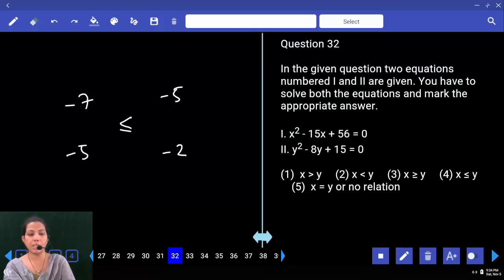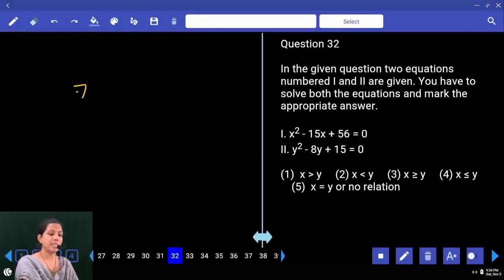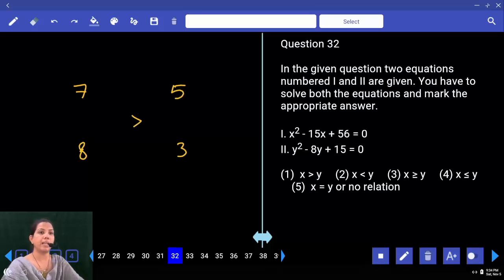Next question number 32. 7 8s are 56 and 7 plus 8 is equal to 15. And next, 5 3s are 15 and 5 plus 3 is equal to 8. So 7 and 8 are greater than 5 and 3. So x greater than y.